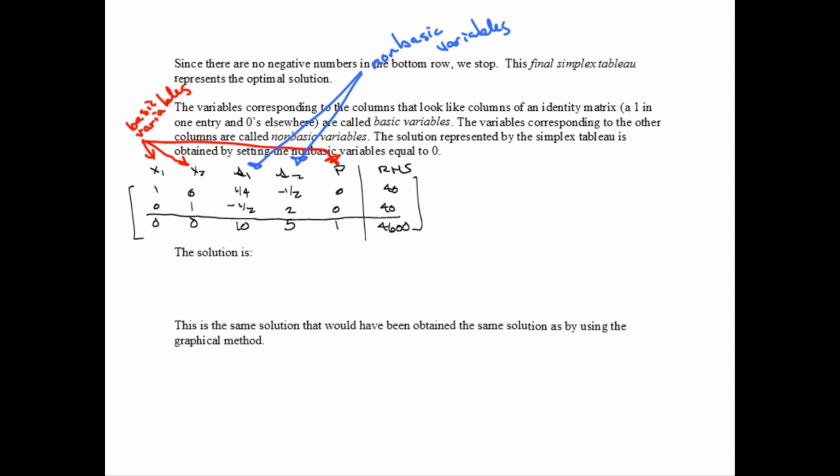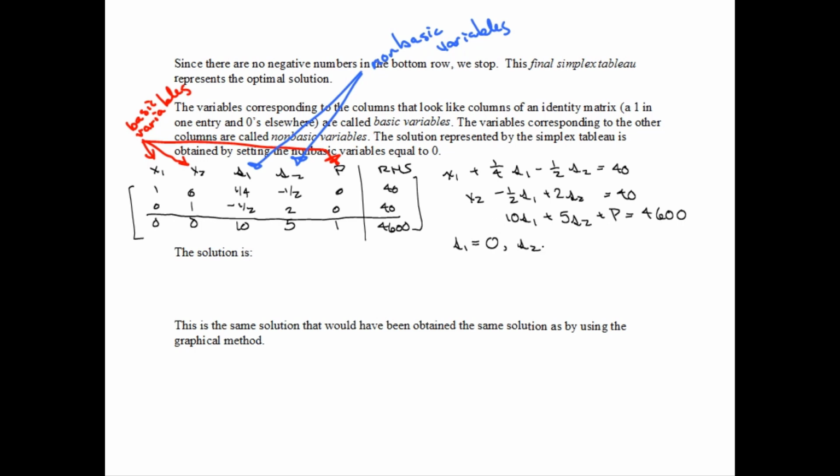So if we translate each row of our matrix into an equation, for the first row we have x1 plus 1/4 s1 minus 1/2 s2 is equal to 40. For the next row, we have 0x1 plus 1x2 minus 1/2 s1 plus 2 s2 is equal to 40. And for the third row, we have 10 s1 plus 5 s2 plus 1p is equal to 4600.